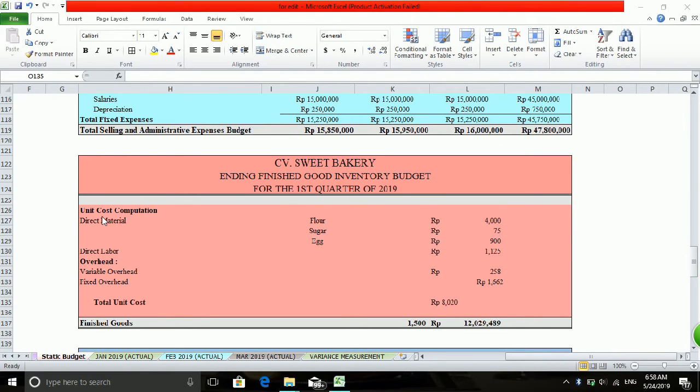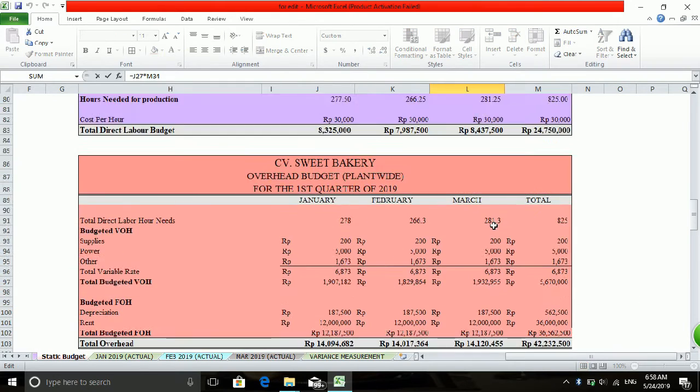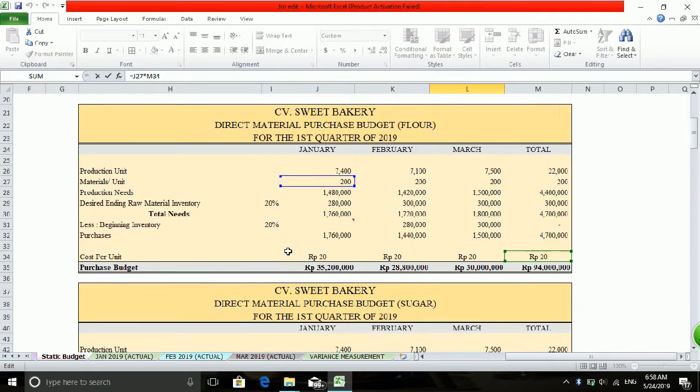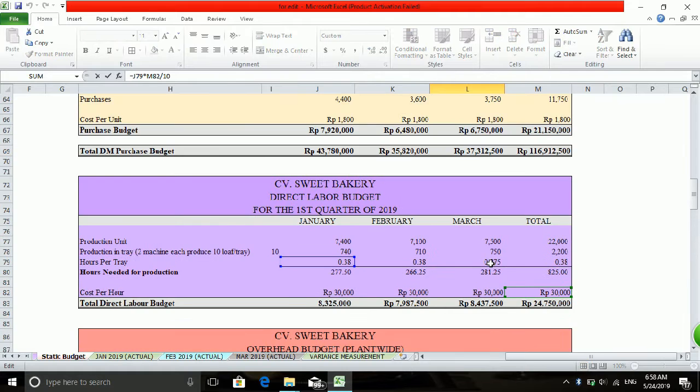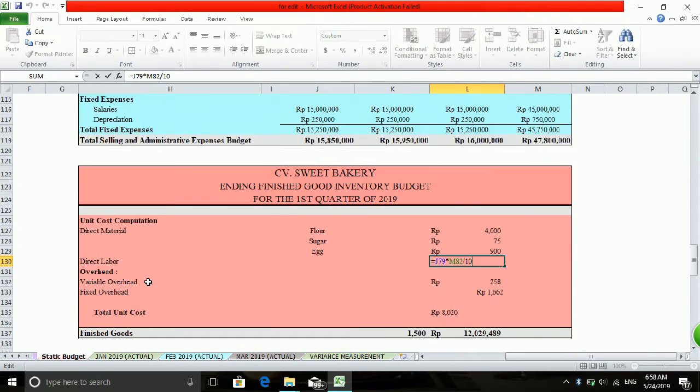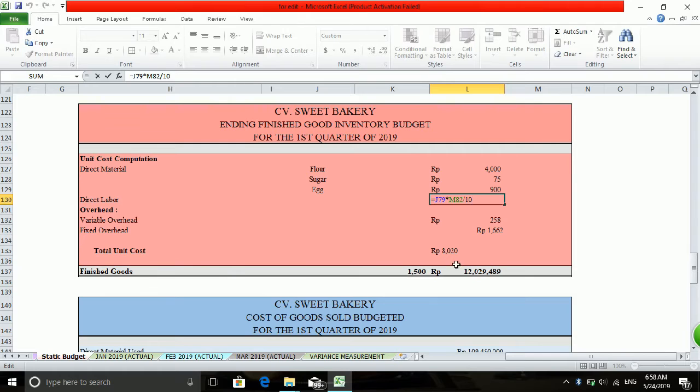There is the unit cost computation, which consists of direct material, direct labor, and overhead. For direct material, each material cost per unit will be calculated by materials per unit multiplied by cost per unit. And for the direct labor, it will be hours per tray multiplied by cost per hour, divided by 10 because each tray consists of 10 bread.